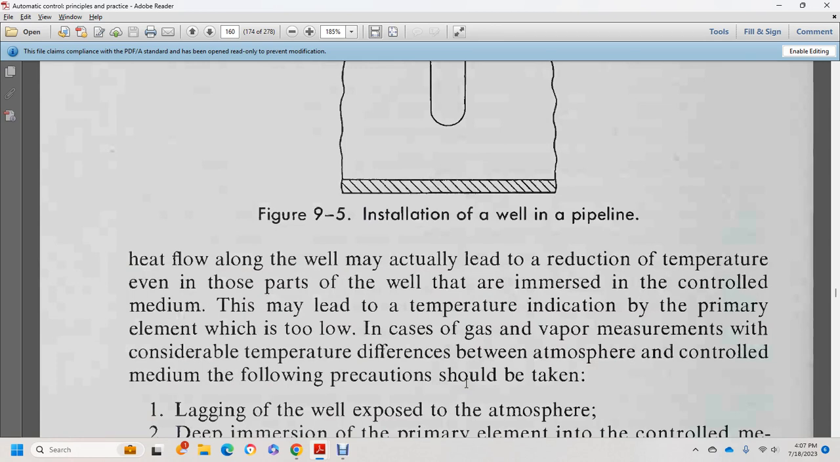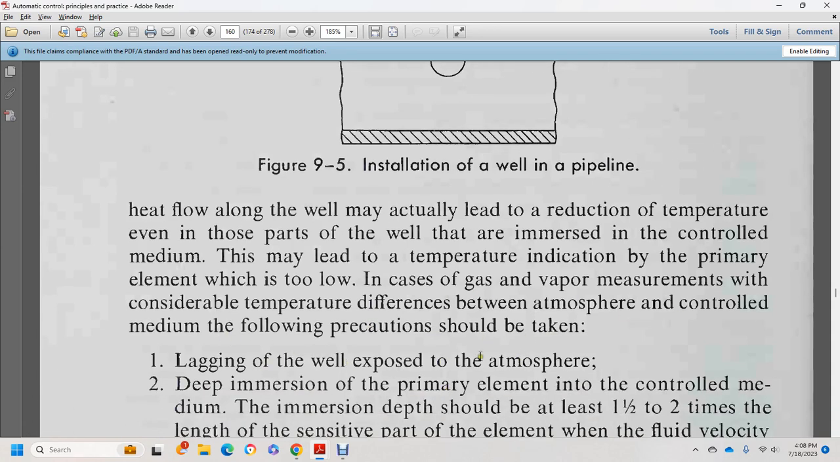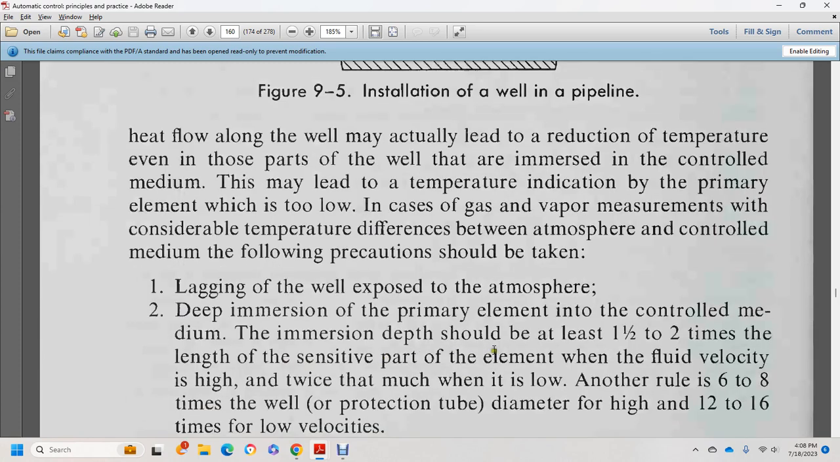The measurement may lead the primary element to indicate a temperature between the two levels, rather than that of the gas or vapor measured, when there is a considerable temperature difference between the atmosphere and the controlled medium. The following precautions should be taken. 1. Lagging of the well exposed to the atmosphere. 2. Deep immersion of the primary element in the controlled medium. The immersion depth should be at least 1.5 to 2 times the length of the sensitive part of the element, and for high fluid velocity twice as much as when it is flowing slowly.